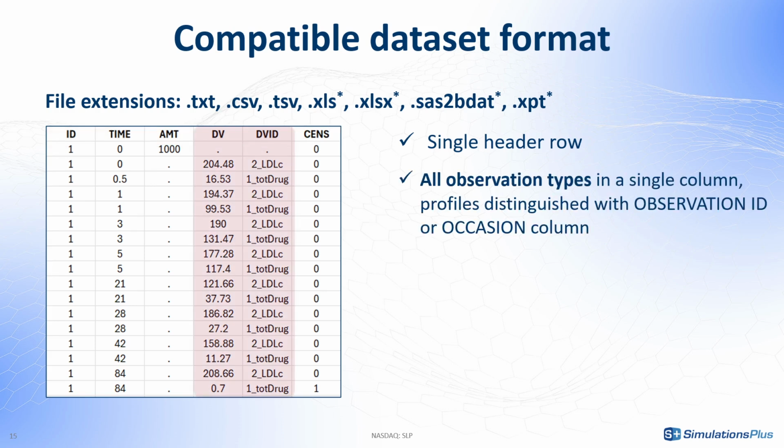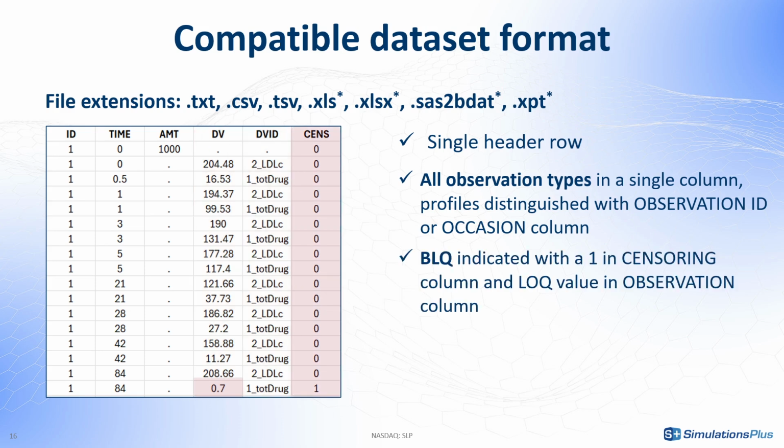If you have several types of observations, such as PK and PD, all measurements should be in the same column, with each type identified by a separate observation ID column. The censoring column indicates BLQ measurements. The LLOQ values are directly in the observation column. How we handle them in the calculation, for example in NCA, can be set later. Strings in the observation column are not allowed.